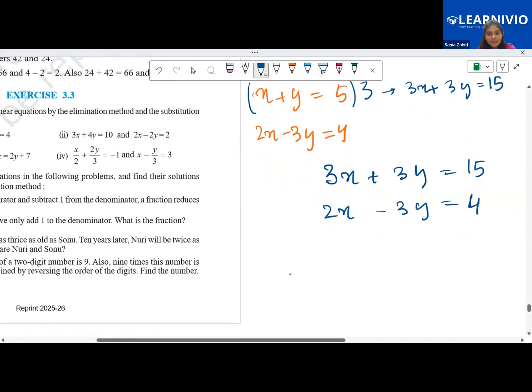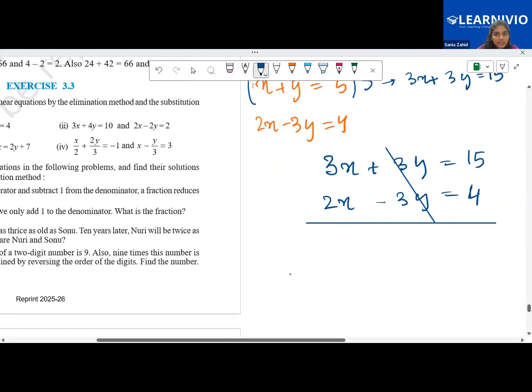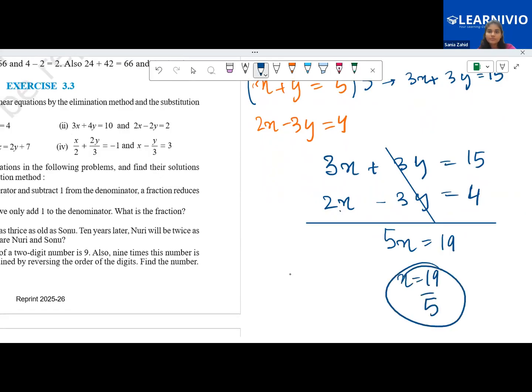So when I add these equations, 3y and 3y cancel out, plus 3y minus 3y is 0. 3x plus 2x is 5x. 15 plus 4 is 19. So what is the value of x? 19 by 5. Do you understand this? Yes.